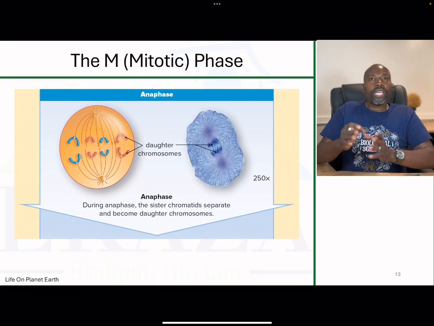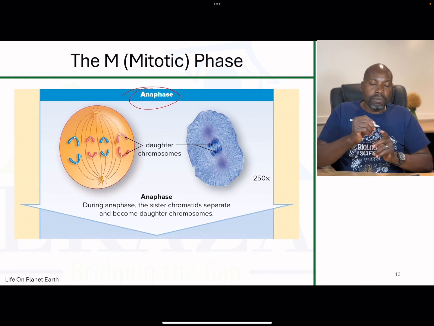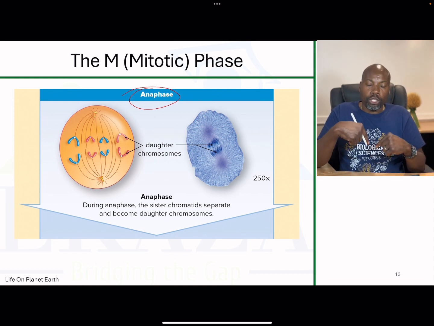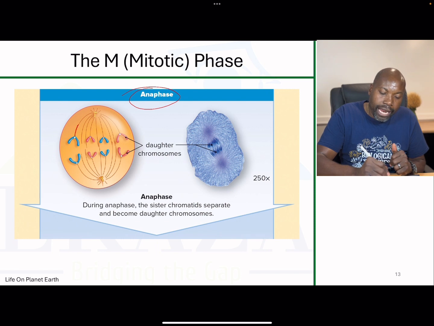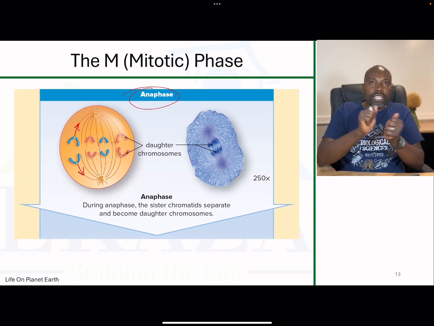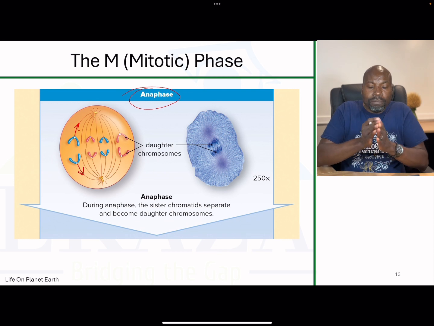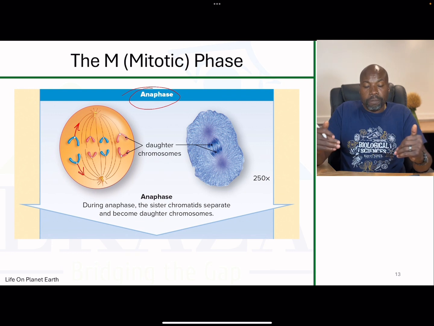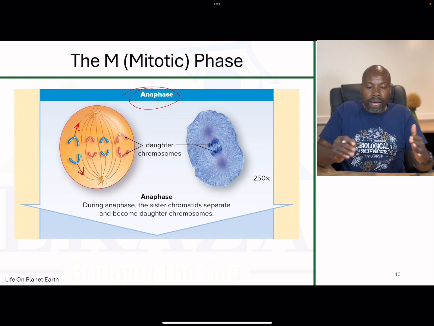So then we go to anaphase. Remember, at this point, the mitotic spindle fibers are attached to kinetochores and they are shrinking toward opposite directions. They will keep shrinking toward opposite directions in such a way that the connection between the sister chromatids is going to break. As that connection breaks and the mitotic spindle keeps shrinking, they are going to part ways. The sister chromatids are going to part ways, right?